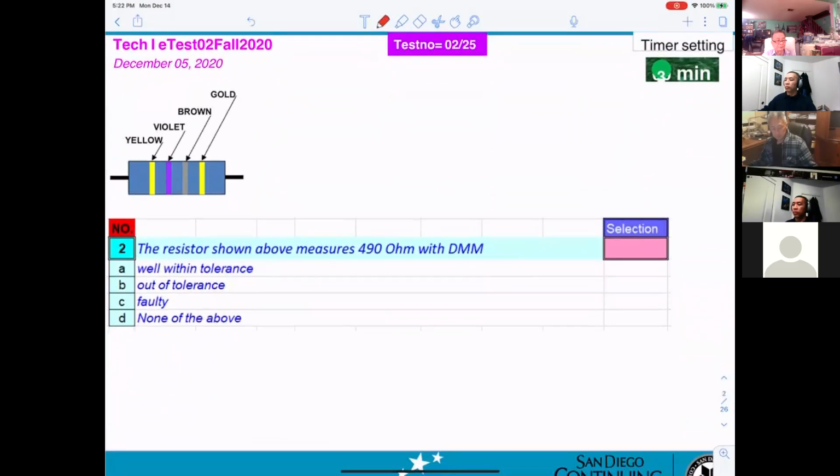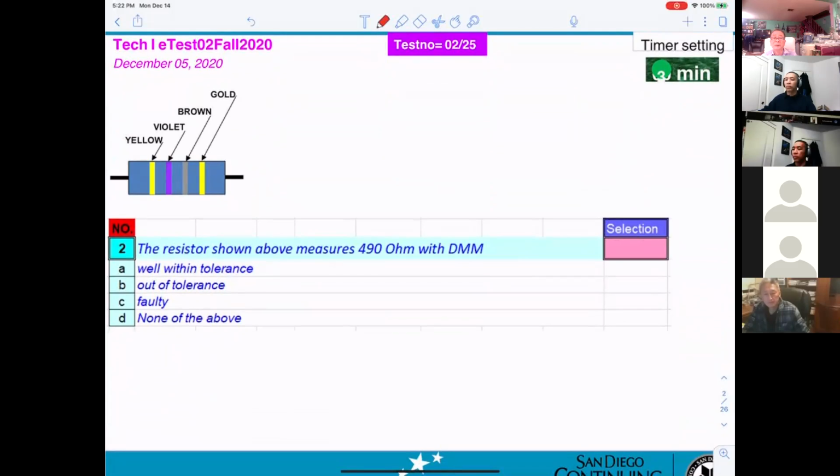And the next one, they say a resistor is measured at 190 ohm with the meter, and the question is, is it within tolerance, out of tolerance, or faulty? Which one? A, within tolerance. The answer will be A. Okay, make sure you record the answer.